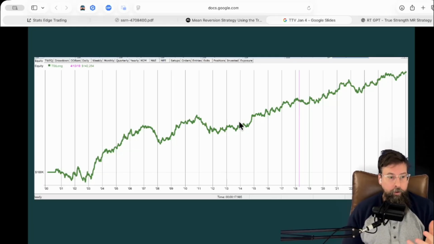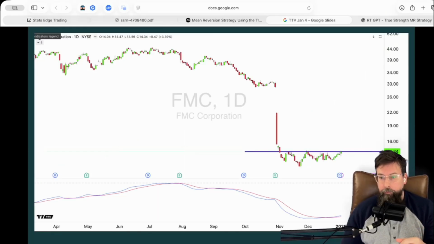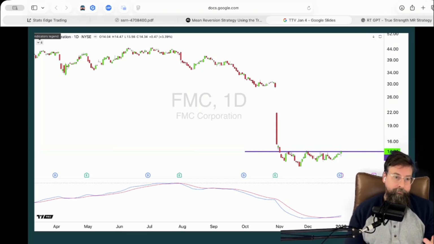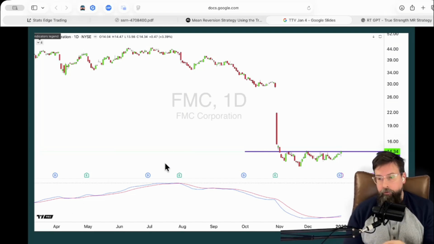So then from there, we can go and take a look at some individual symbols and see, does the technical analysis of this actually look any good? And I've got a couple here. So this one is FMC Corporation. This is a couple days old when I took the screenshot, but it looks pretty good. So you take these things and you start adding them together.